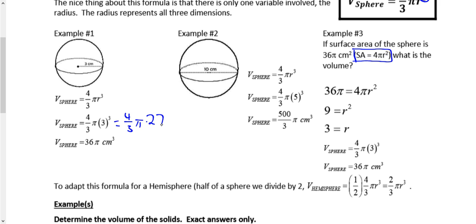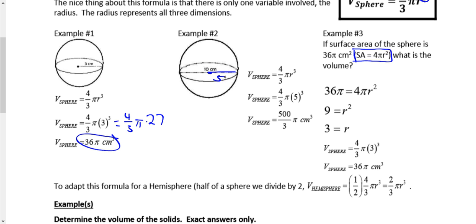So what is 3 cubed? 3 times 3 times 3 is 27. Yes. Boy, that's easy to do. What's 27 divided by 3? 9 times 4. 36 pi. Okay, you don't even need a calculator, right? Over here, radius is what? 5? And we better cube that 5. What's 5 cubed? 125. Boy, look at you. Johnny on the spot, right?